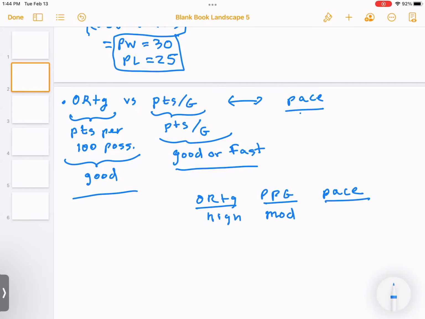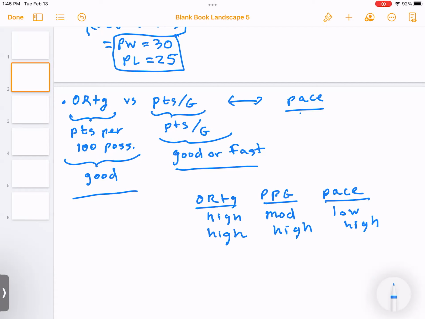Well, something happened to bring this down to moderate. So pace is probably a little bit low, right? Something like this. And if O rating is high and say pace is high, then this is going to be super high, you know, that sort of thing. So they all tell you about the other one.